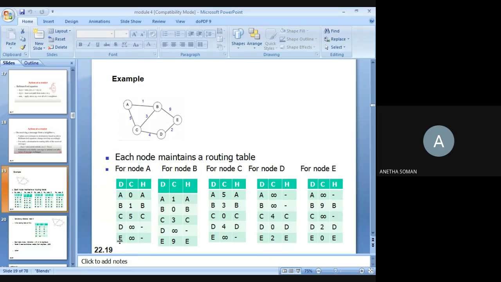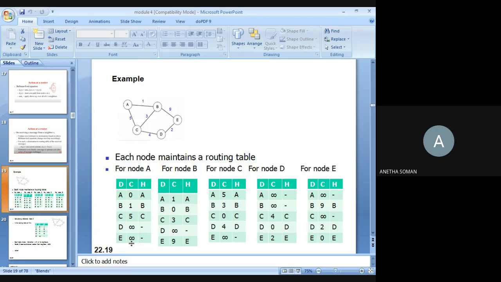Now, what about the destination D? Is there any direct link between A and D? No. Since you don't have a direct link, you can represent the cost as infinity. Okay, so the cost is denoted as infinity. Now, the other node E is also present in that network, but there is no direct link from A to E. So the cost is again infinity.